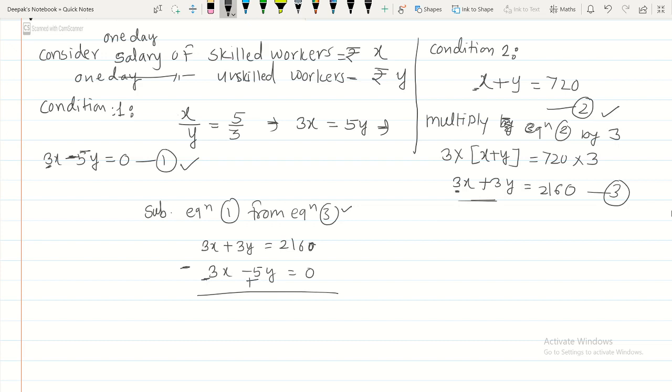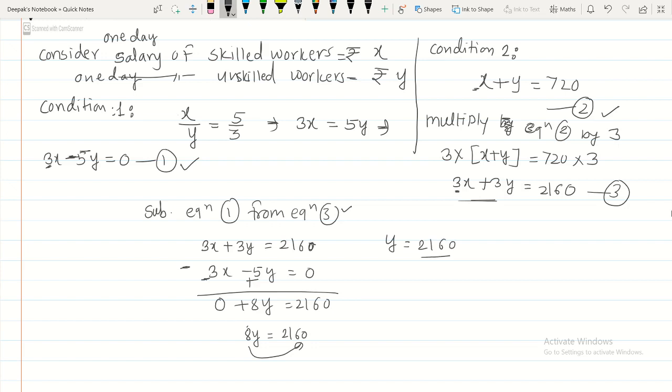So plus 3x minus 3x will become 0. Plus 3y and plus 5y will become 8y, that is equal to 2160. Now we got the equation 8y is equal to 2160. Now we need to simplify this. So y is equal to 2160 divided by 8, because the 8 will go to the other side and get divided.